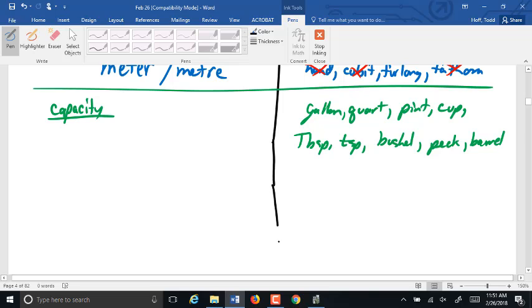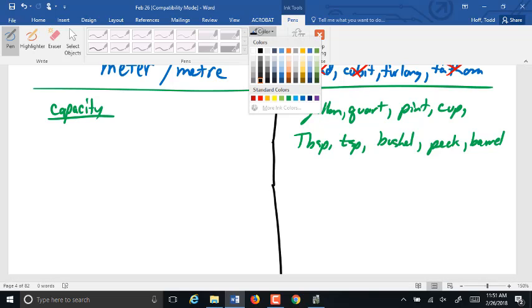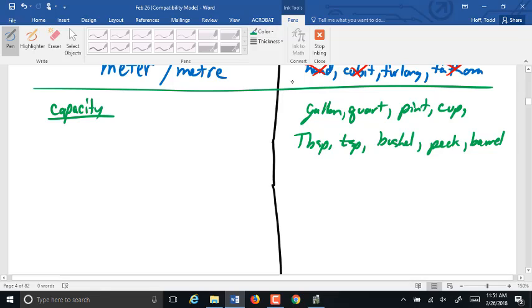There's hogshead and several others out there that many of us have only heard as far as references to the slang and old sayings and stuff like that. So for capacity, they have only one unit in the metric system, the liter. Again, European spelling is T-R-E instead of T-E-R.